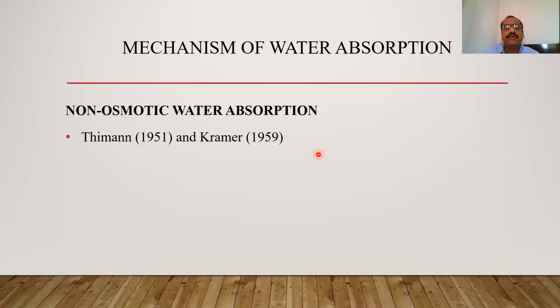Again, in two different years, 1951 and 1959, Thiemann and Kramer proposed the non-osmotic theory of water absorption. According to these two scientists, water absorption is a type of active method. It is an active process, but according to them, it takes place due to non-osmotic reasons. It is not osmotic water absorption, but non-osmotic water absorption.